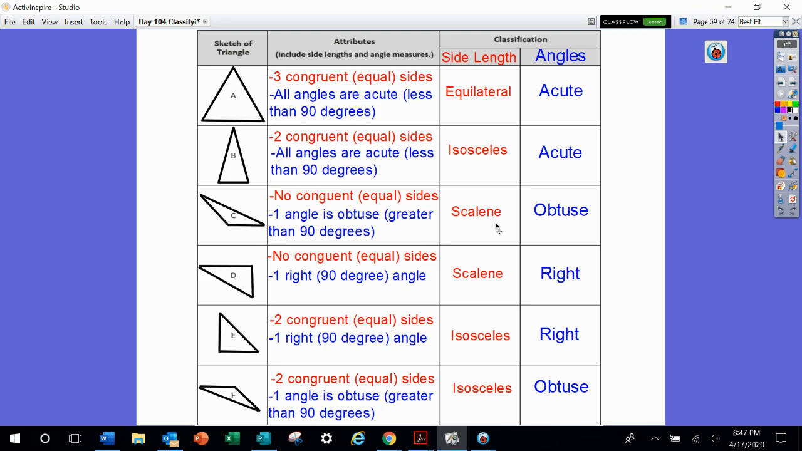Okay, same thing for scalene. Just because a triangle has it to where none of the side lengths are the same does not mean that we will classify it the same when we're talking about its angles.